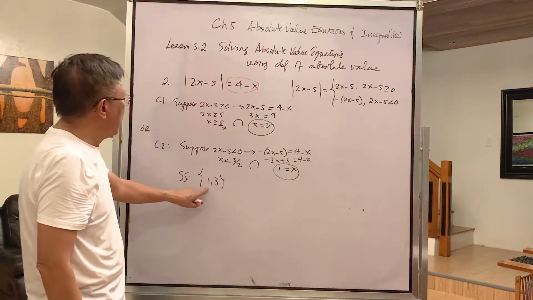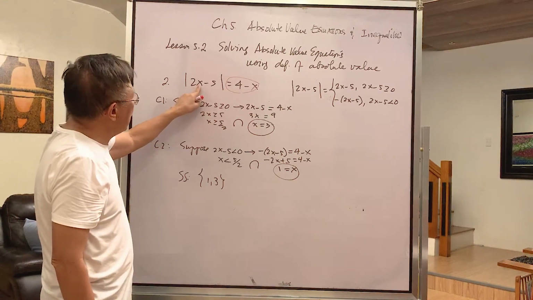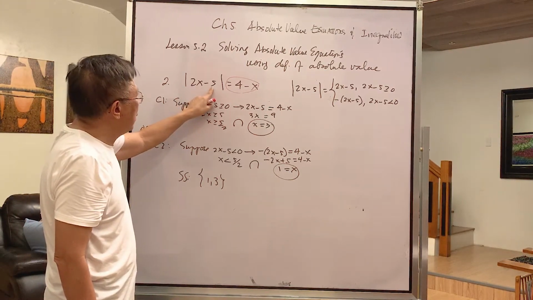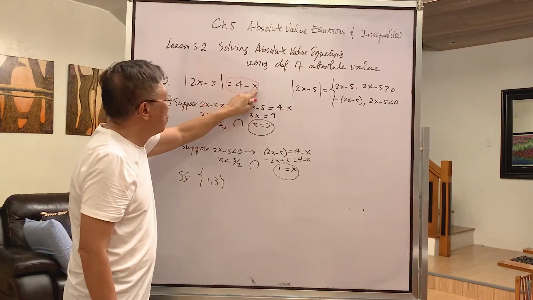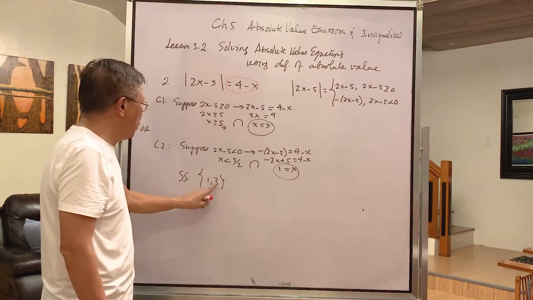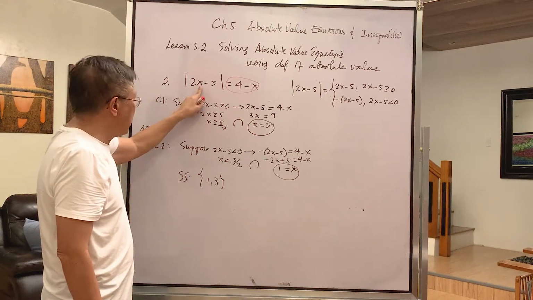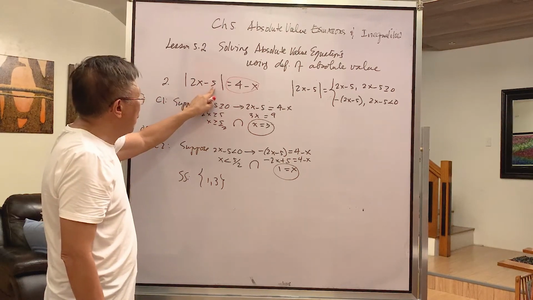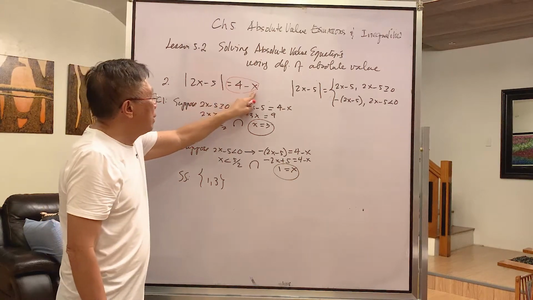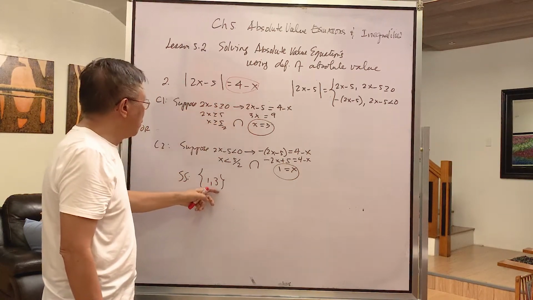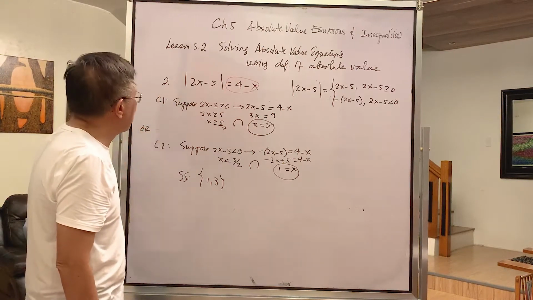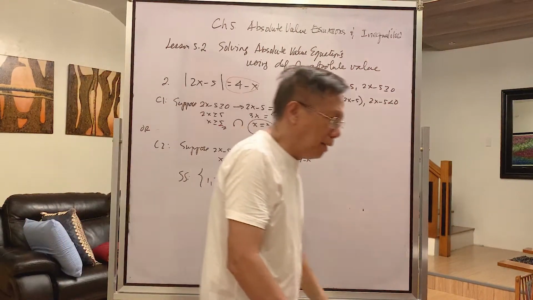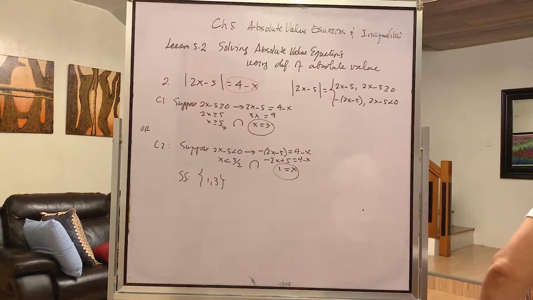Let's see. If x is 1, 2 times 1 is 2, minus 5 is negative 3. Absolute value of negative 3 is 3. 4 minus 1 is also 3. So this is correct. What about 3? 2 times 3 is 6, minus 5 is 1. 4 minus 3 is also 1. So both of these are solutions to this equation. Okay, let's have another example.